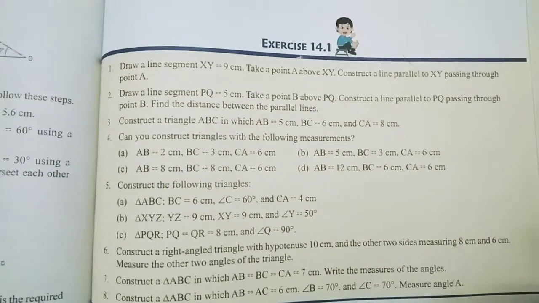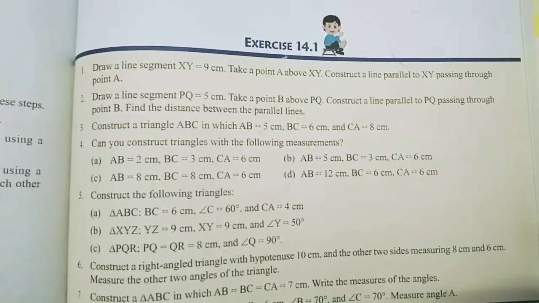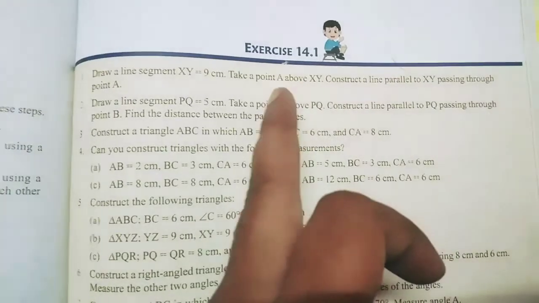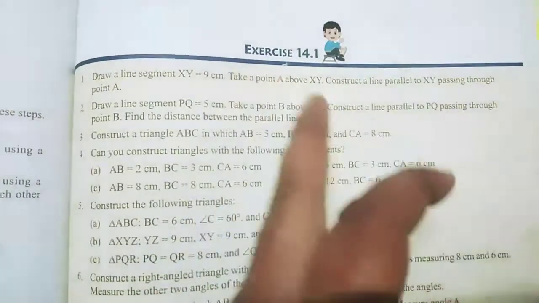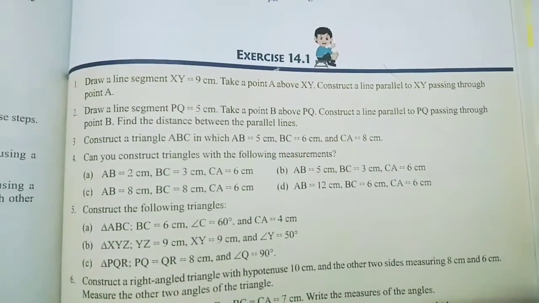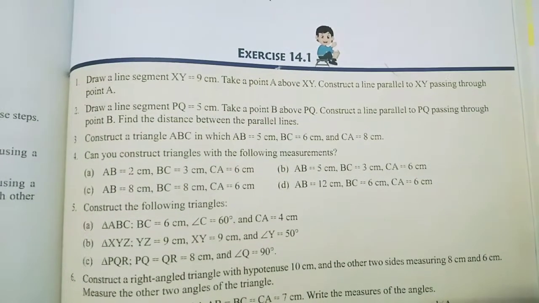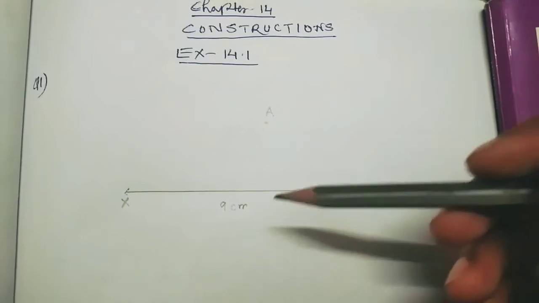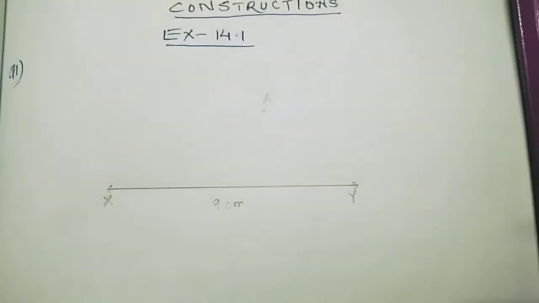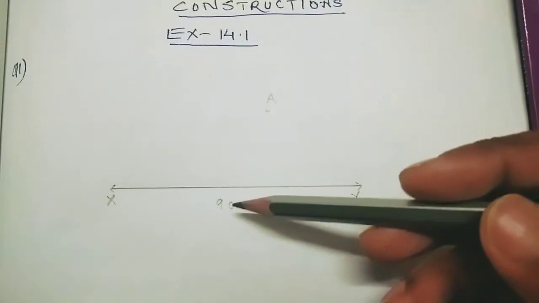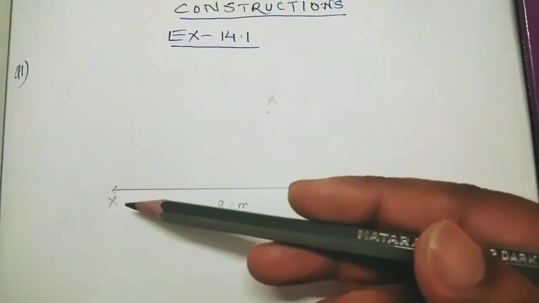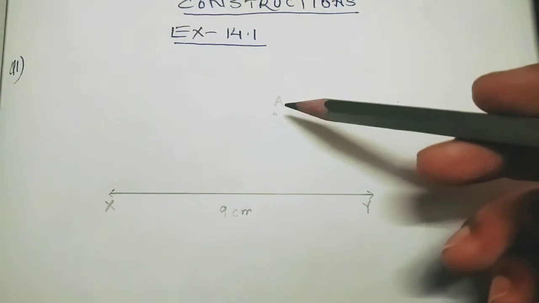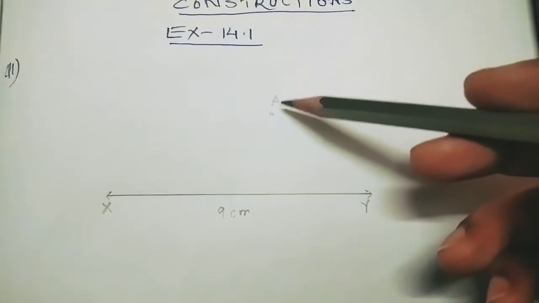The first question is: draw a line segment XY equal to 9 centimeter. Take a point A above XY. Construct a line parallel to XY passing through point A. Let's see. Students, you can see here I have drawn this line of 9 centimeter, its name is XY, and I have taken one point A above XY.